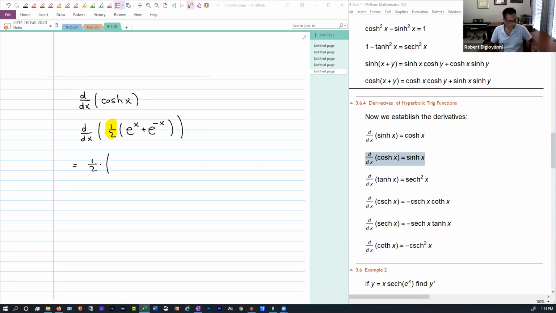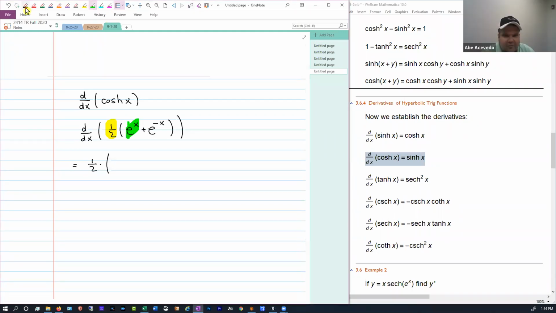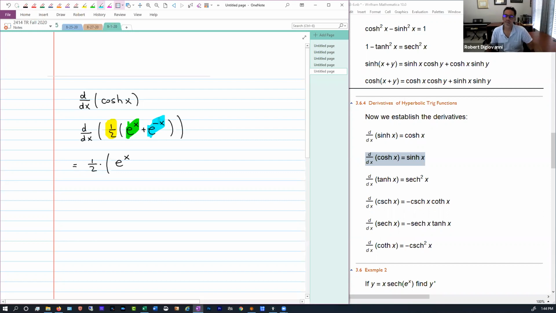So Abe, let's go ahead and take these derivatives. So you have to take the derivative of e to the x, which would be? E to the x, right? Okay, that one's pretty clean. But what about the next one? What's the derivative of e to the negative x? Should be negative e to the x. Negative e to the negative x.